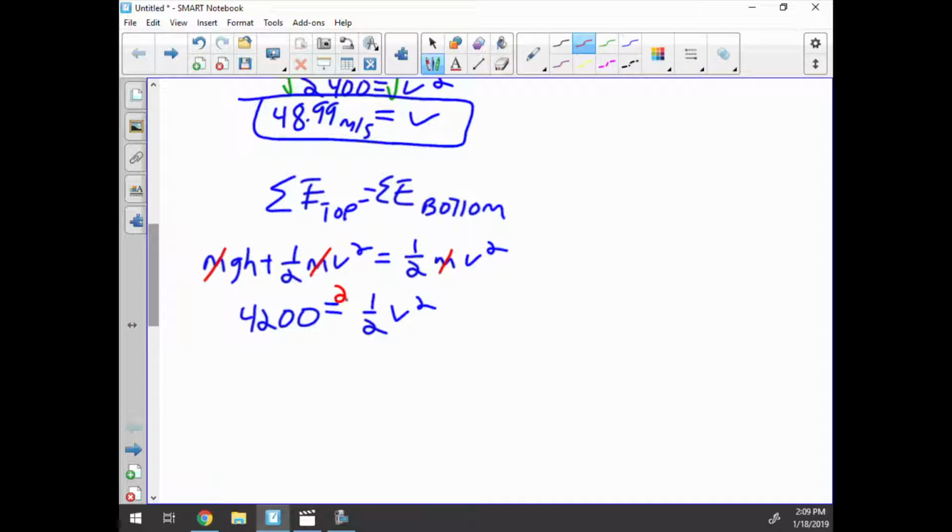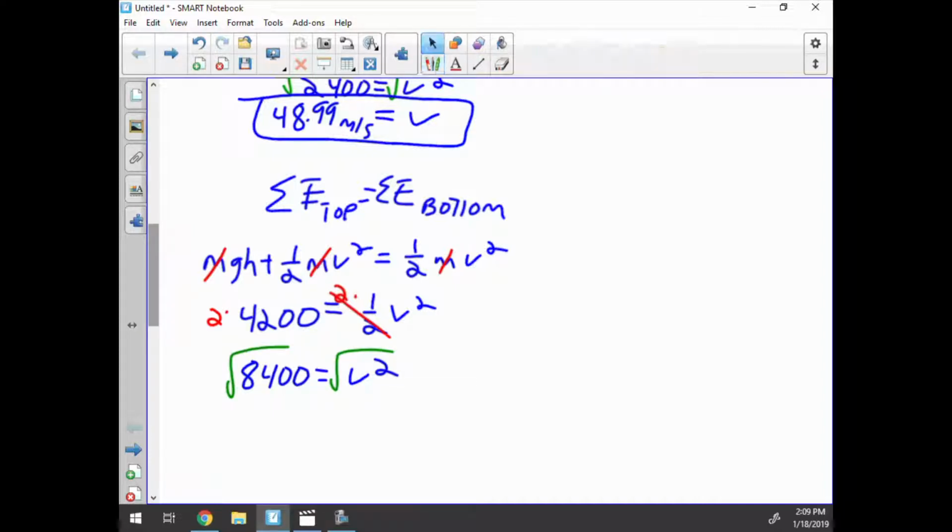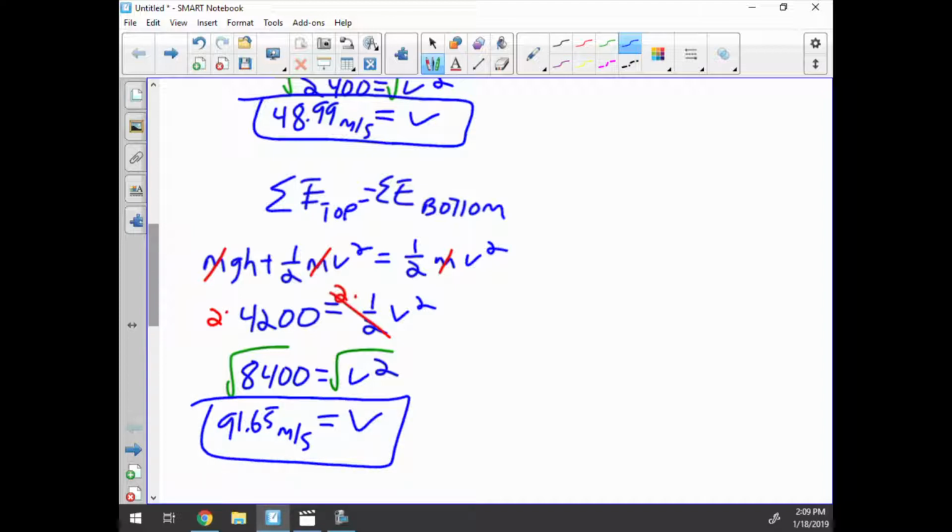I can multiply both sides times 2. And I'd get 8400 equals v squared. Take the square root of both sides. And my final answer is v equals 91.65 meters per second. All right, that about wraps it up.